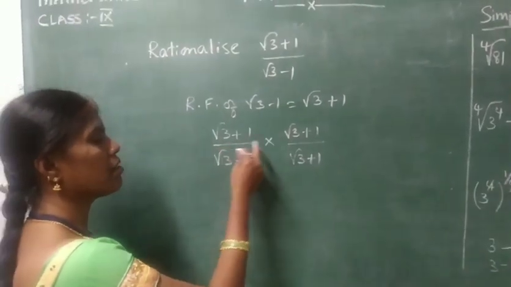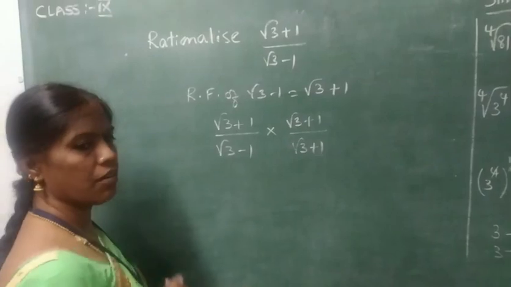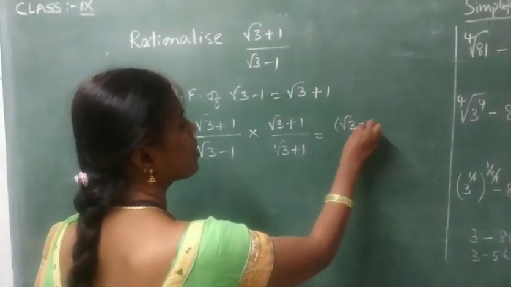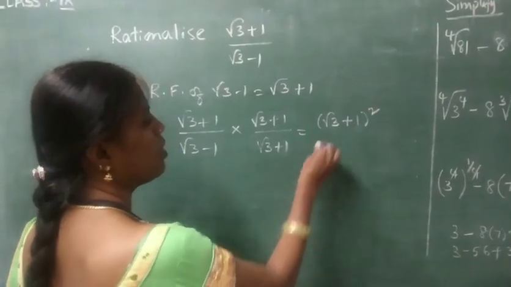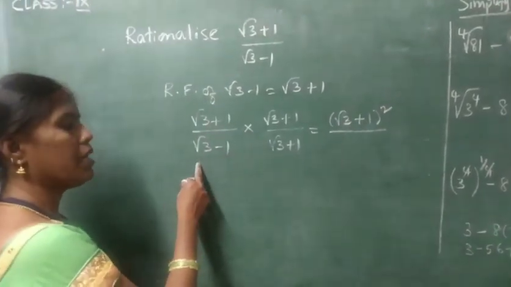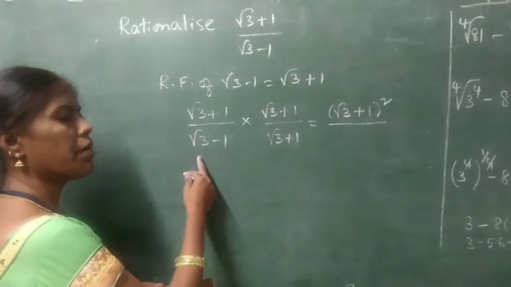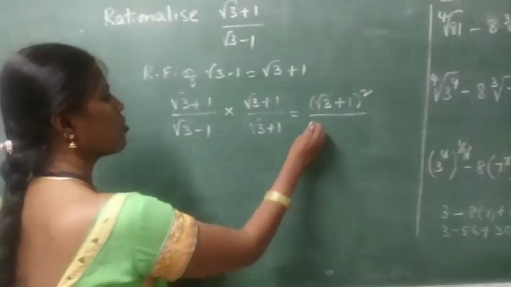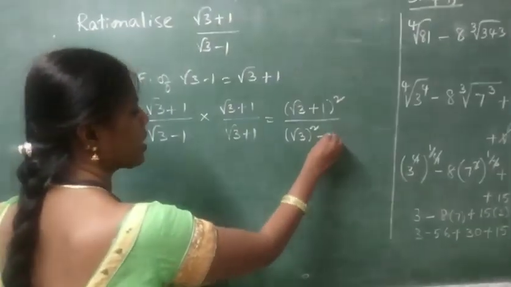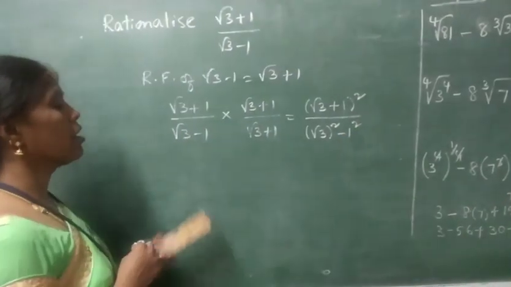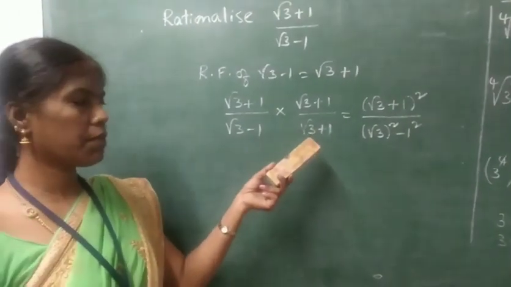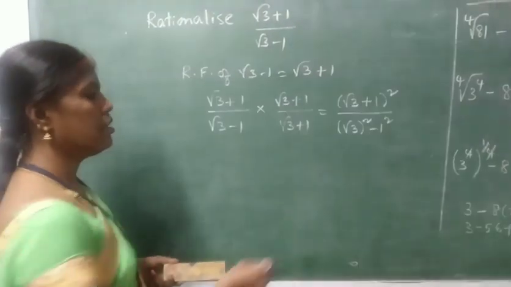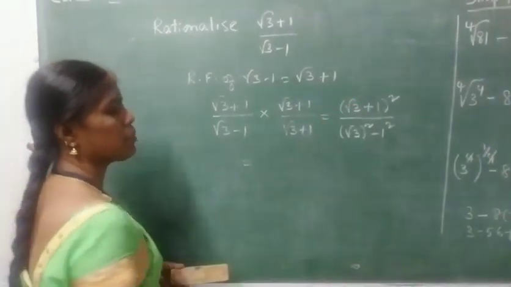Now here if you observe, a plus b into a plus b. What is a plus b into a plus b? A plus b whole square. Root 3 plus 1 whole square, by here a minus b into a plus b. What is a minus b into a plus b? A square minus b square. So root 3 whole square minus 1 square. Or else, root a minus b into root a plus b, what is that? A minus b. So now here root 3 plus 1 whole square.